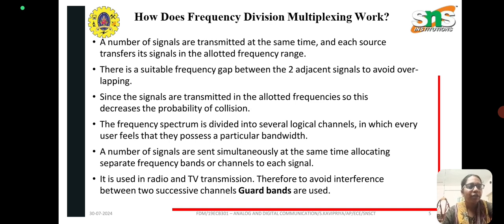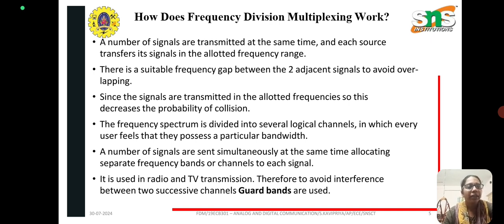So how does FDM work? A number of signals are transmitted at the same time, and each source can transmit a signal in an allotted frequency. There is a suitable frequency gap between two adjacent signals, which avoids the overlapping of signals. Each and every signal is allotted a particular frequency and is transmitted in that allotted frequency, so a number of signals can be transmitted at the same time. Since the signals are transmitted at allotted frequencies, it decreases the probability of collision. Overlapping and collision are avoided.